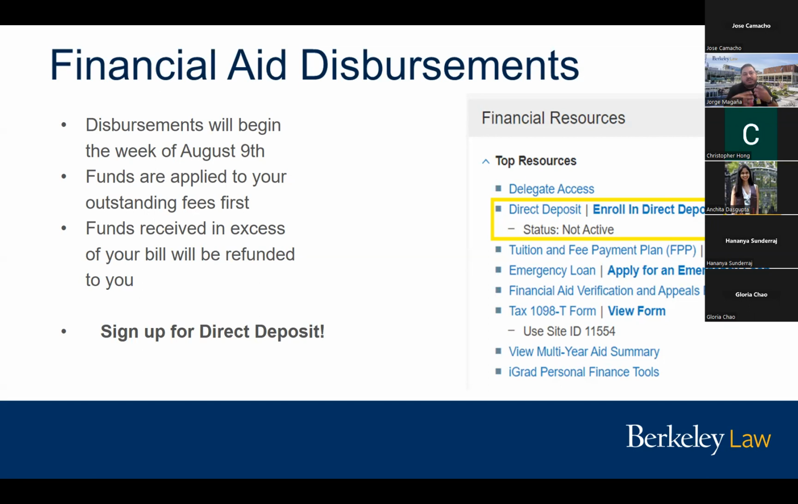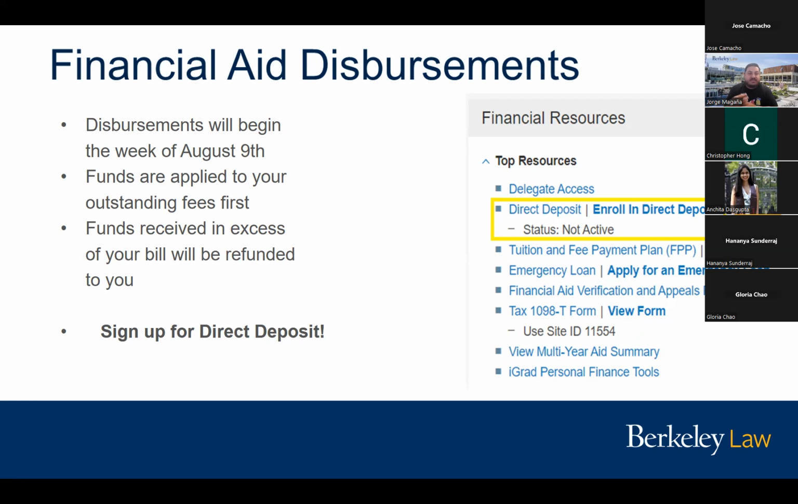Financial disbursement. When we talk about financial disbursement, we mean the loans and scholarships that will go towards your tuition and fees. And that'll begin August 9th. So it's 10 days before the start of class for JD. The funds will always apply to your mandatory tuition and fees. So let's say you have $30,000 in total of loans and scholarships. If your tuition and fees is 50,000, that 30 will apply to the 50, and then you're going to have a balance of 20.